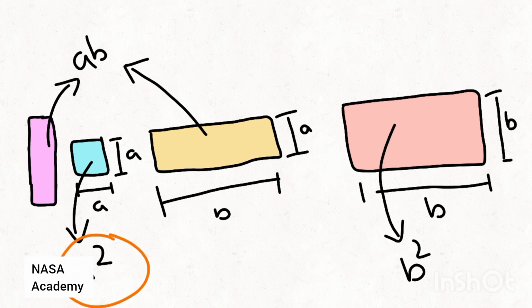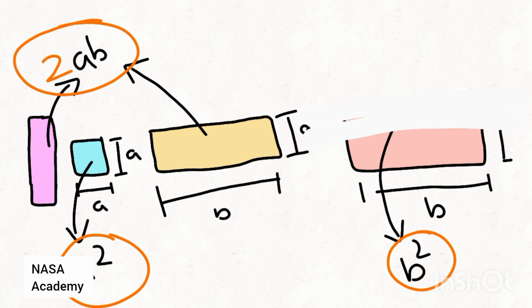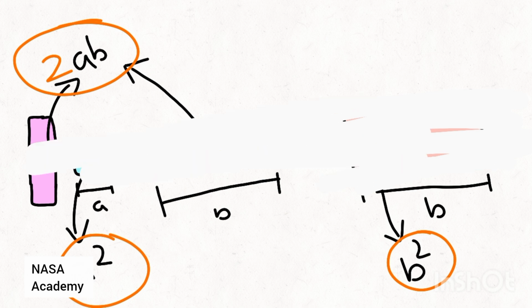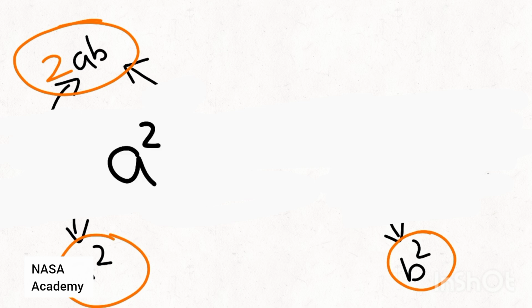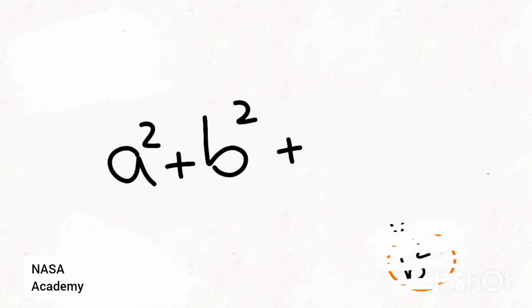If we add these three terms, that is a² + b² + 2ab, we will get our required answer. That's why we get (a + b)² equals a² + b² + 2ab.